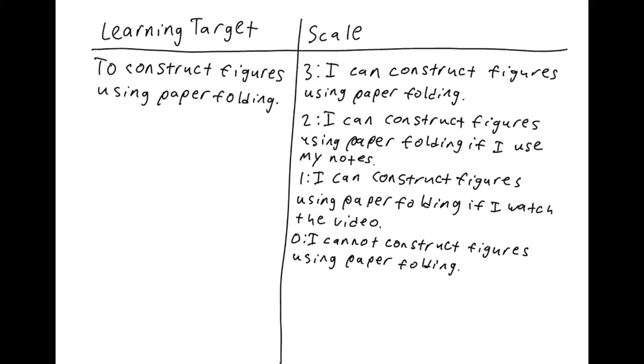So let's start with the learning target, which is to construct figures using paper folding. For the scale, you are 3 if you can construct figures using paper folding. 2, you can construct figures using paper folding if you use your notes. 1, you can construct figures using paper folding if you watch the video. 0, you can't construct figures using paper folding.